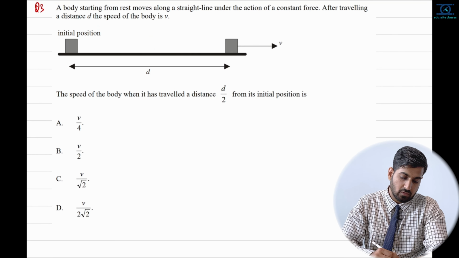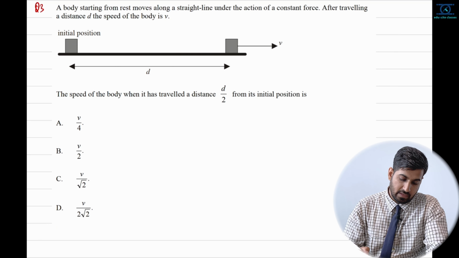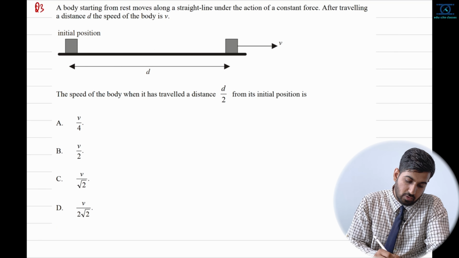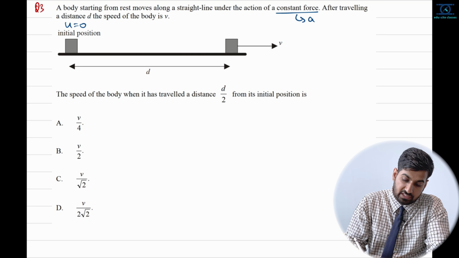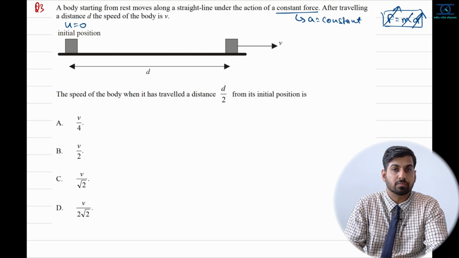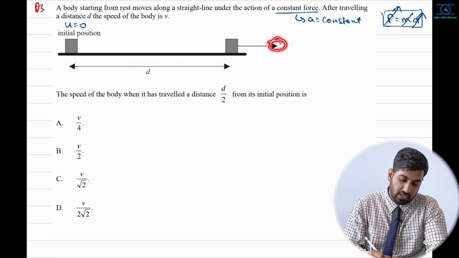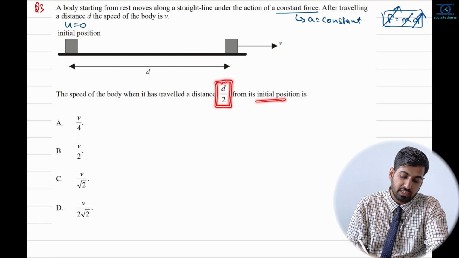Now again you can solve question number 3. Just pause it and solve. So here the body is starting from rest again, and constant force means acceleration is constant, right? Everybody knows that force is equal to mass times acceleration. Mass is not changing. If force is constant, then acceleration has to be constant. So the speed is v after covering a distance of d. We have to find the speed of the body when the distance is d by 2 from the initial position.